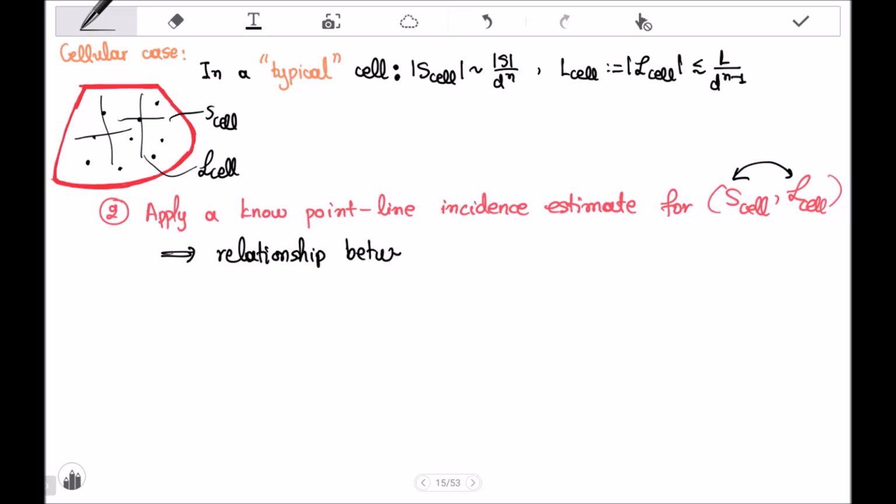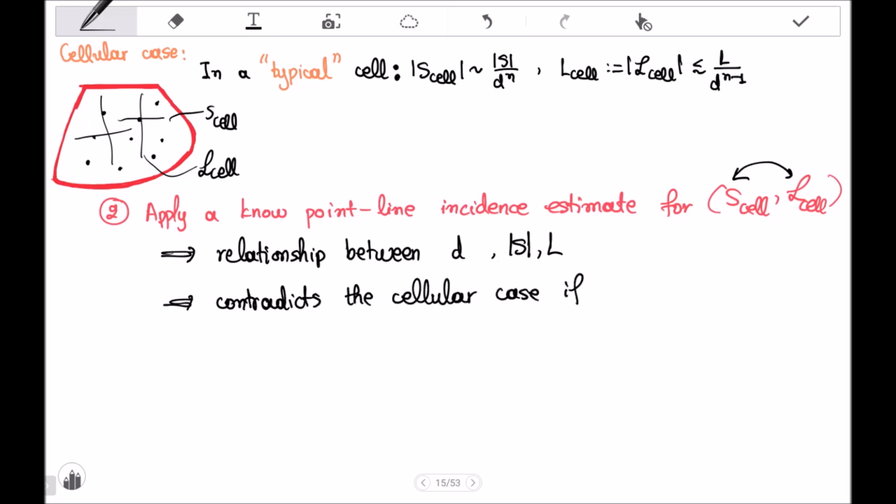between the degree and the original number of points and the original number of lines. So if we are in the cellular case, indeed, the degree should satisfy this relation relative to the other two quantities. So if we have picked at the beginning a degree that doesn't satisfy this relationship, then we get a contradiction here, and we could not have been in the cellular case to begin with. So this is the idea here. We get, this contradicts the cellular case if we have picked degree from the beginning that doesn't satisfy this relation.